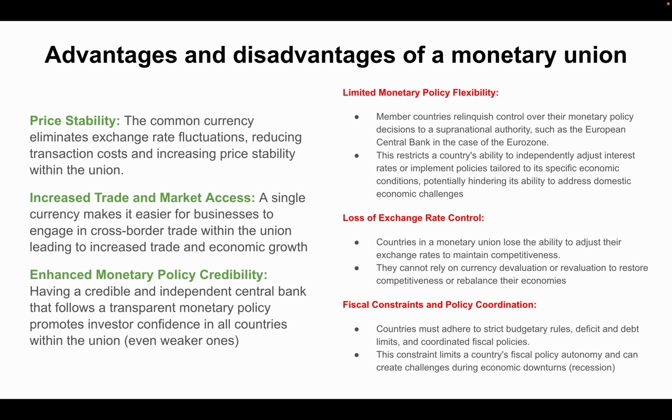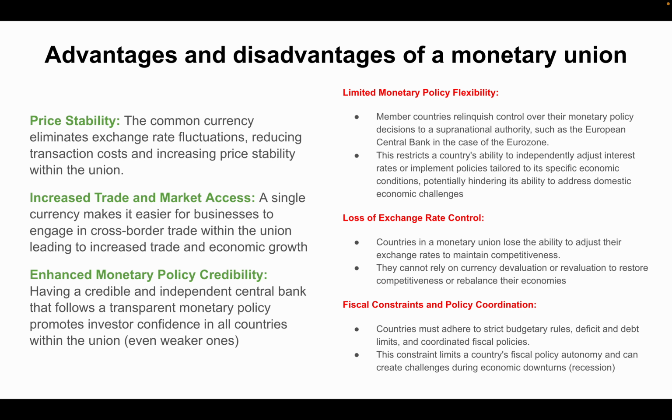So what are the advantages and disadvantages of a monetary union? So the advantage is, of course, price stability. The common currency eliminates exchange rate fluctuations, reducing transaction costs and increasing price stability within the union.